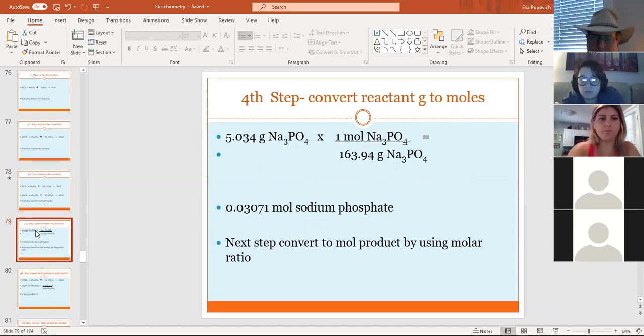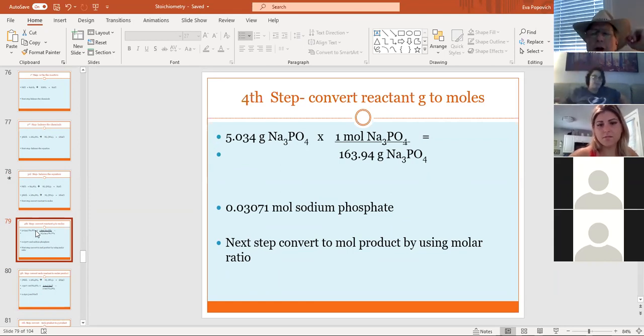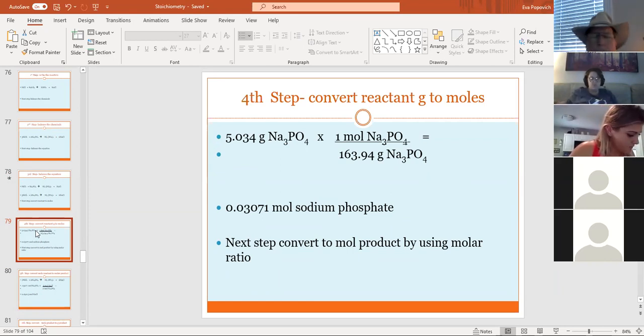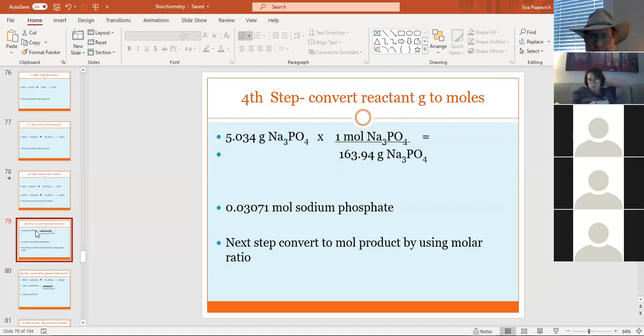What do I do now? Stoichiometry. First step is to get the moles of the known. We just did that. What do we do after we get the moles of the known? You don't turn them into grams; that just came from grams. We turn the known into moles. Then what do we do with the known moles of the sample? Multiply by the molar ratio.